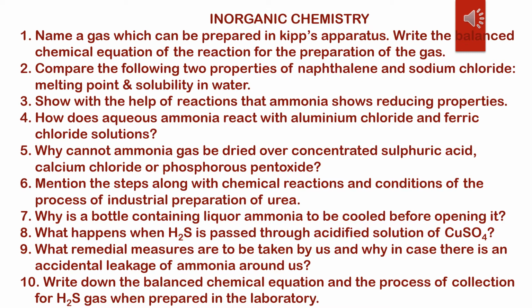So in the laboratory, hydrogen sulfide is prepared by the action of dilute sulfuric acid on ferrous sulfide. FeS plus H2SO4 equal to FeSO4 plus H2S. And collection: the H2S gas formed in this reaction contains a little amount of hydrogen gas. So it is freed from hydrogen gas by passing it through a U-tube immersed in freezing mixture. Here H2S is liquefied and H2 gas passes out.